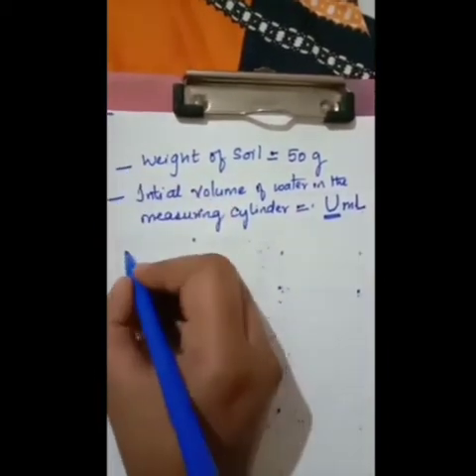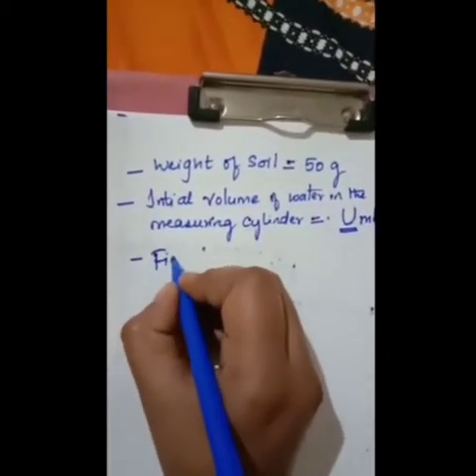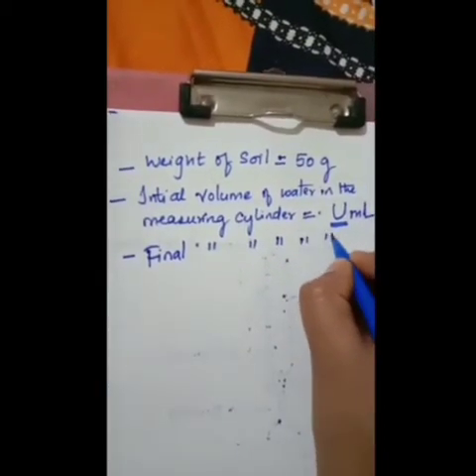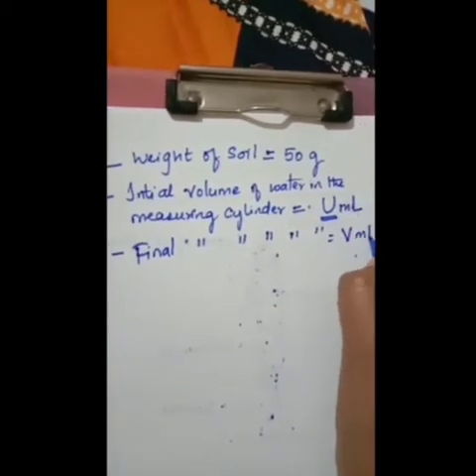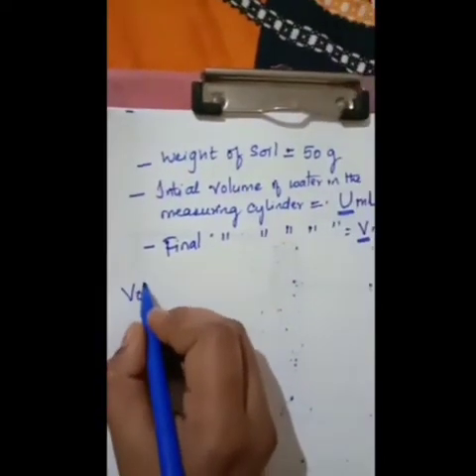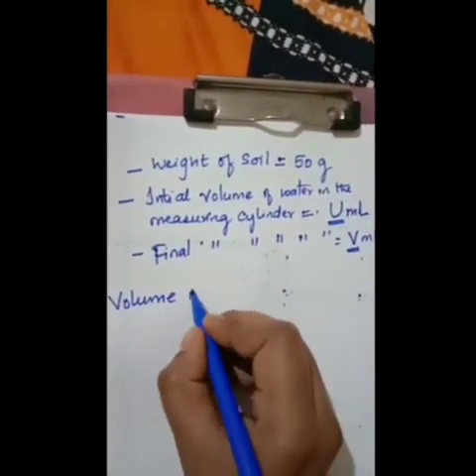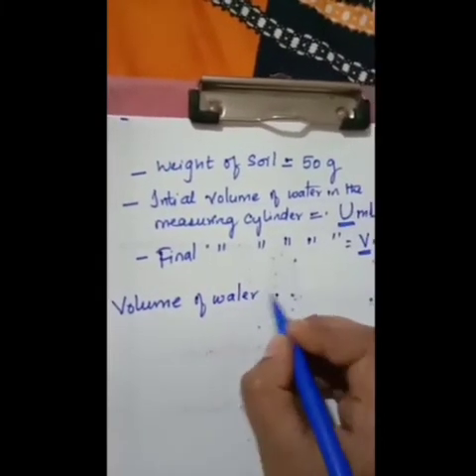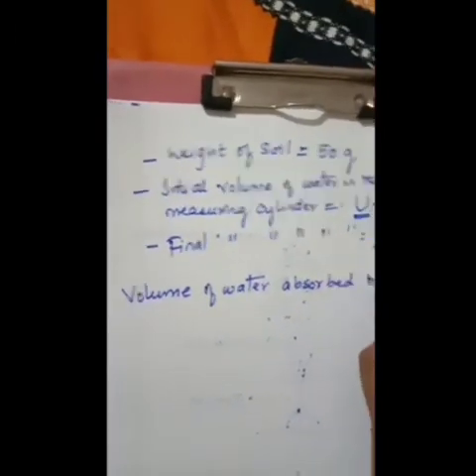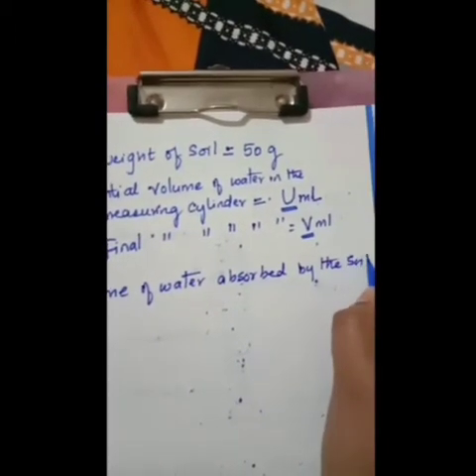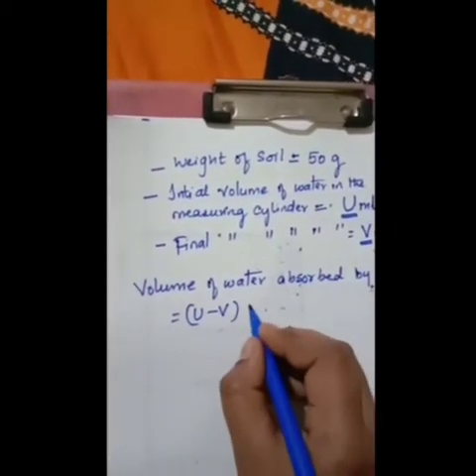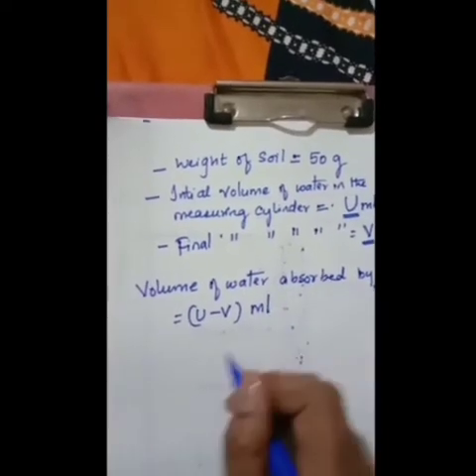Okay, next is final volume of water in the measuring cylinder, that is V ml. So V denotes final. Okay, so now what we need to calculate? We need to calculate volume of water absorbed by the soil, that is U minus V ml.